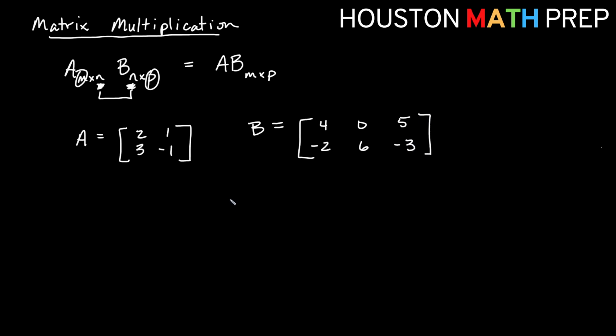Okay, so if I want to do A times B, here's what we'll do. We're going to do the dot product of the, we'll just go in order systematically. I think that will be the easiest way to see this.